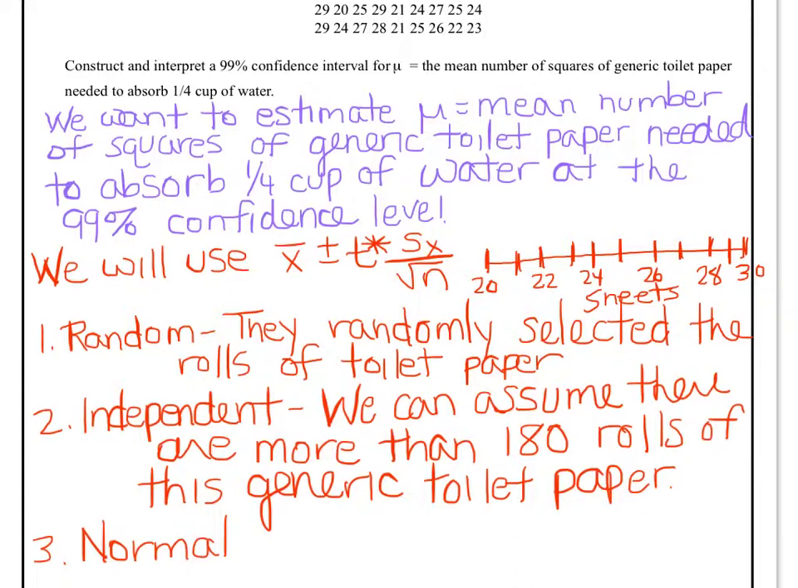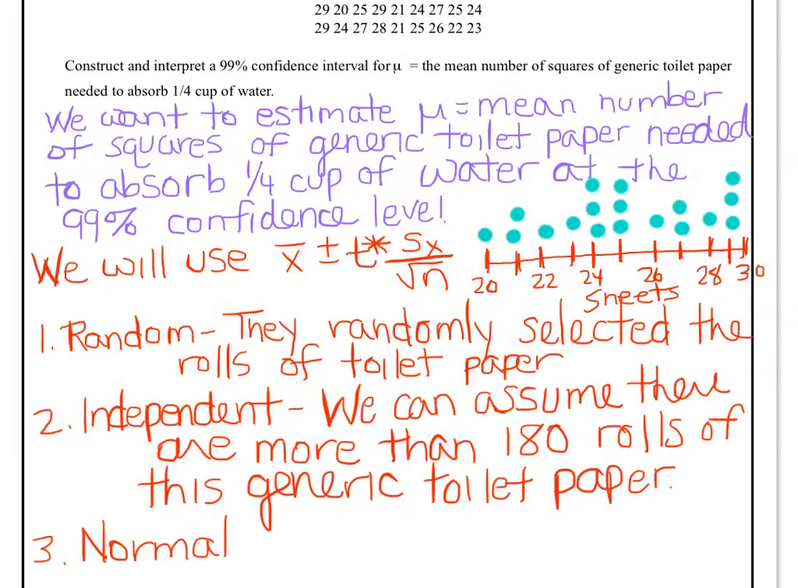So I've got one at 29. Another at 29, 20, 24, 25, 27, 29, 28, 21, 21, 24, 25, 27, 26, 25, 22, 24, and 23. So there is my data.